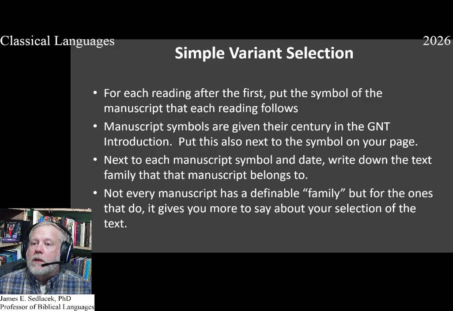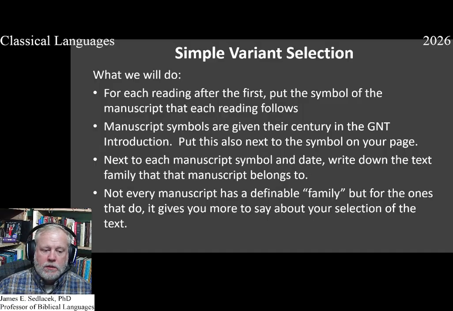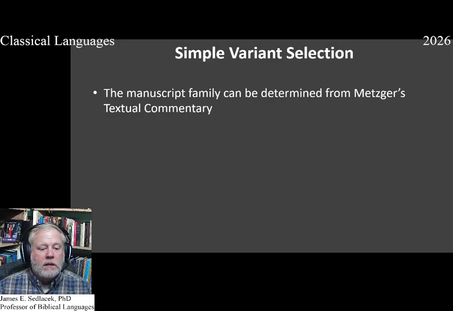All right? Manuscript symbols are given their century in your Greek New Testament introduction. You want to also copy down the century number next to each manuscript witness. Next to each manuscript symbol and date, also write down the text family it belongs to. Now, not every manuscript is identified with a text family, but if it does have a text family, you want to get that in there. And you can find this text family in Metzger's Textual Critical Commentary.